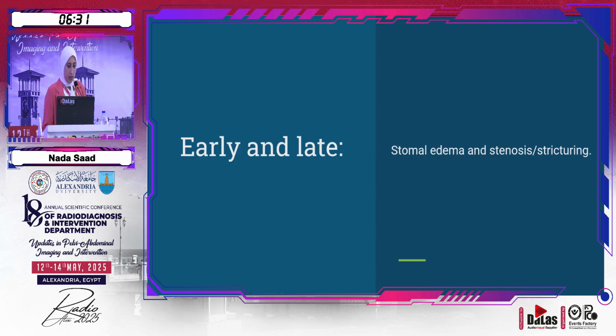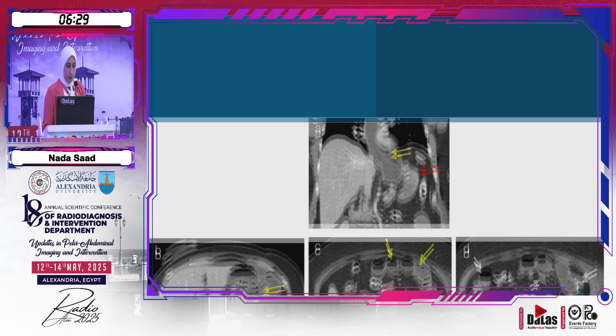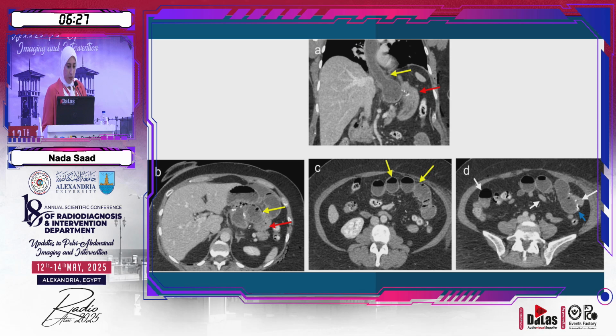Also stomal edema and stenosis. At the site of the jejunostomy, here there is stricture leading to proximal obstruction with dilatation of the stomach and the esophagus.